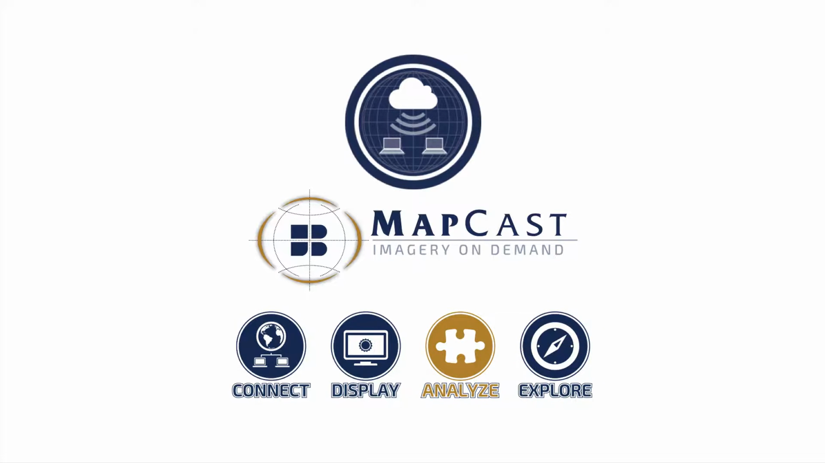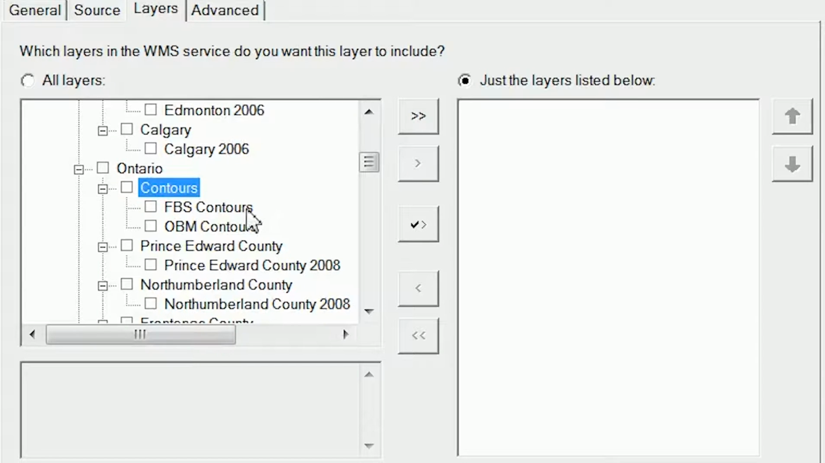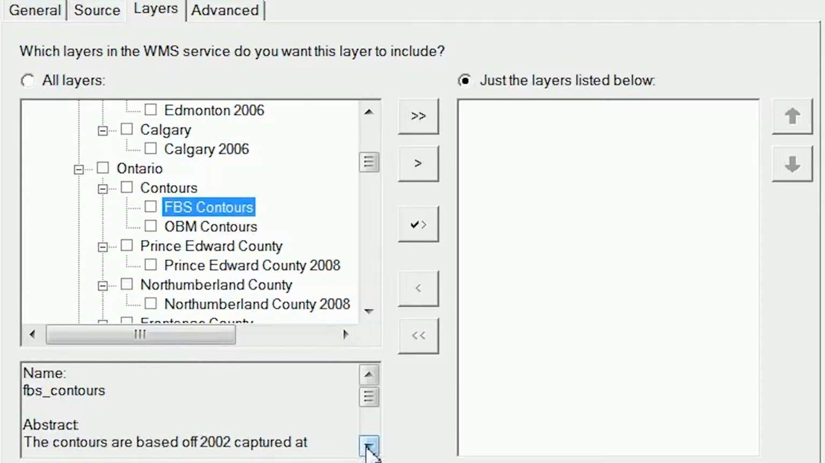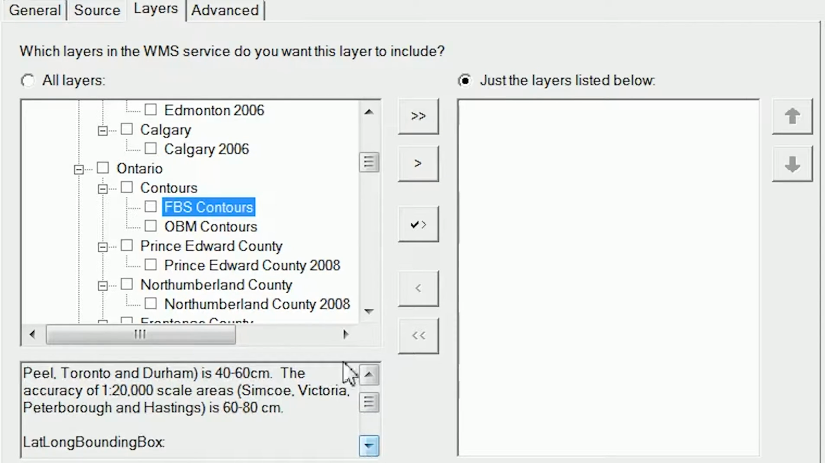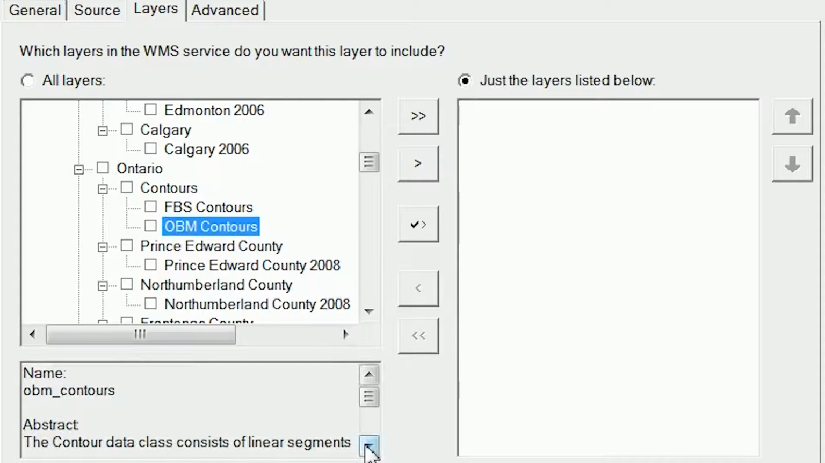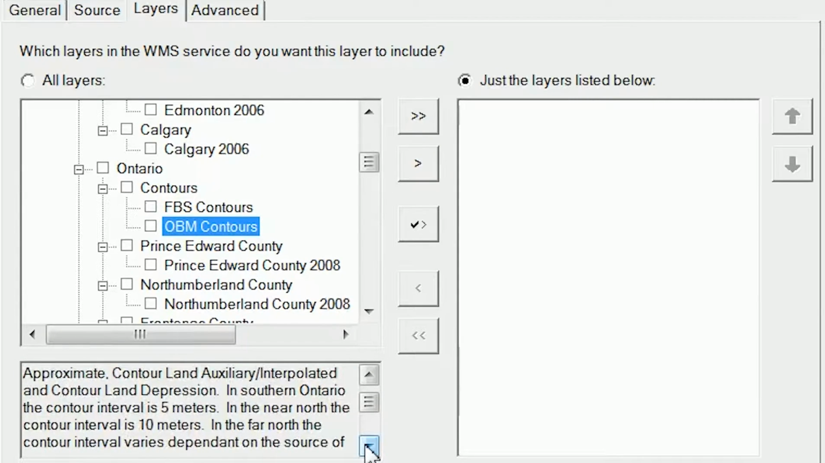Lesson 3. Analyze. There are two types of contours available for Ontario. FBS, which is from First Base Solutions in 1 meter intervals, and OBM, which is from the Ministry of Natural Resources Ontario Base Maps in 5 meter and 10 meter intervals.